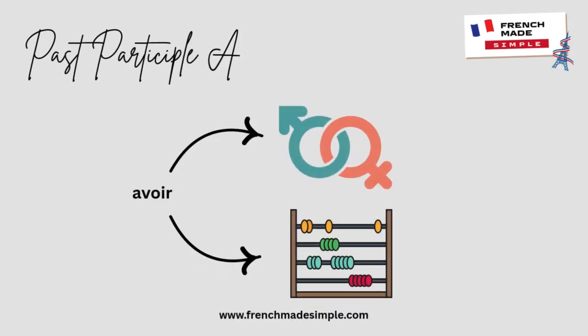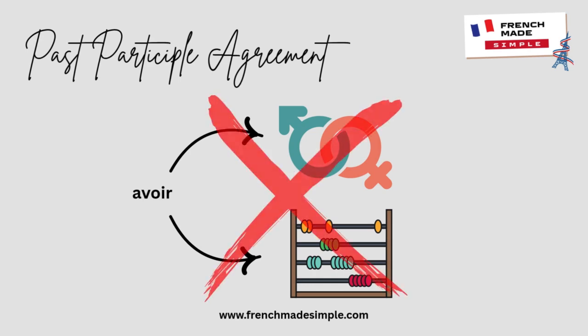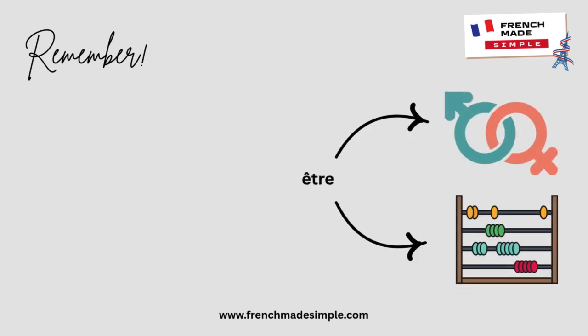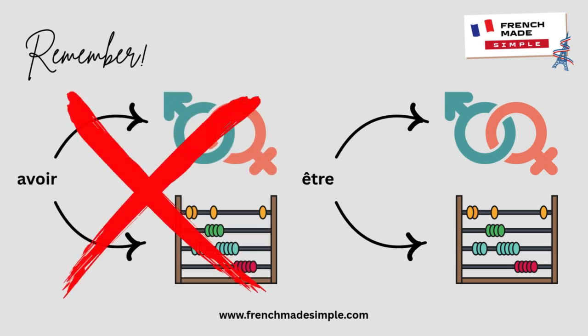Now, what about avoir? With avoir, the past participle does not change, unless there's a direct object before the verb, but don't worry about that just yet if you're a beginner. You can usually keep it simple, no agreement needed with avoir. So remember, être equals agree with the subject. Avoir, no agreement in most cases.